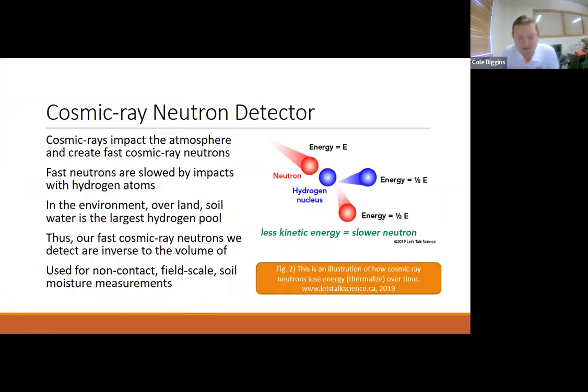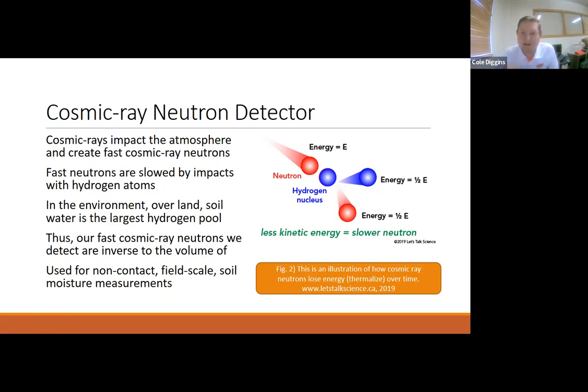So to break down all of the different sensors, the cosmic ray neutron detector is probably the one that needs the most explanation. So first off, let's break down what cosmic ray neutrons are. Cosmic rays impact the atmosphere at near light speed and create these fast cosmic ray neutrons, and they're traveling at high speeds. Fast neutrons are slowed by impacts with hydrogen atoms, kind of like what our diagram shows here.